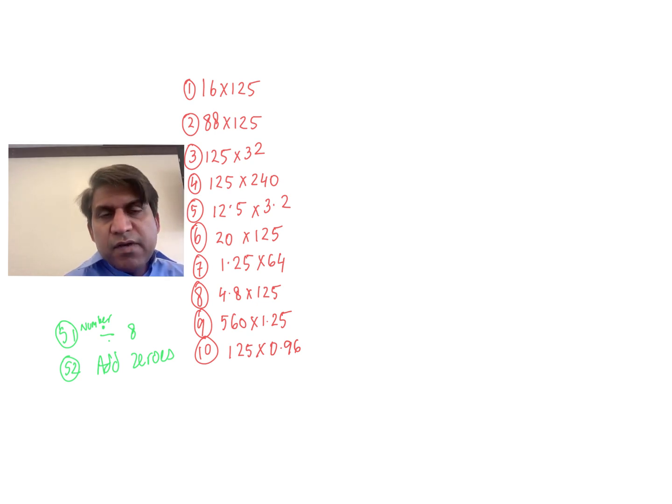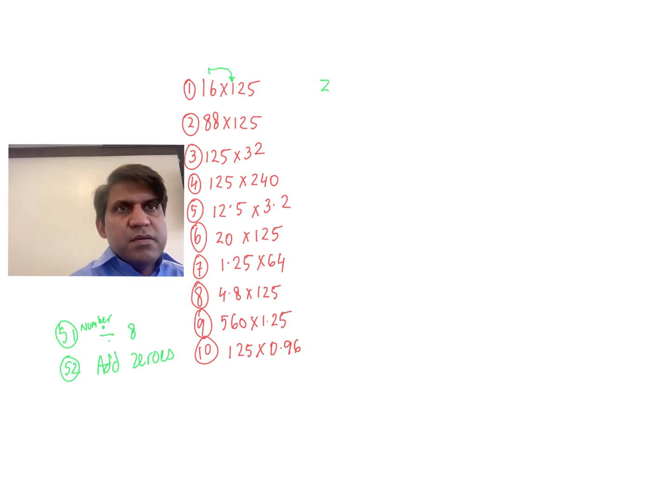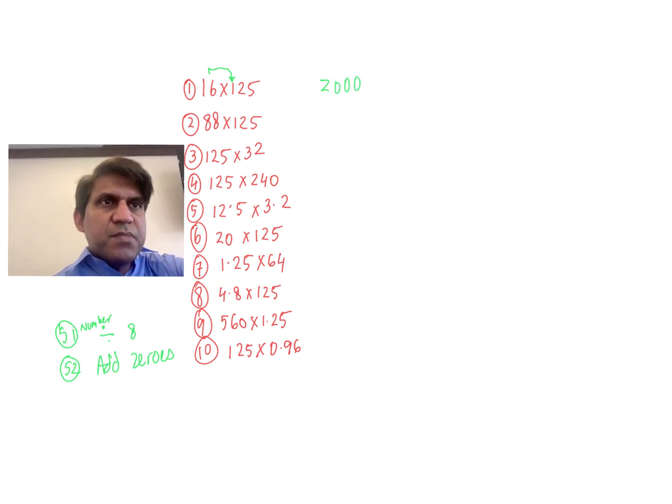Now if I take the first question, 16 times 125, what's 16 divided by 8? It's 2. And then if I were doing 16 times 100, I'll get 1600. So I've got a number that is a little bigger than 100, so my answer will be above 1600. So what's the closest estimated number of zeros? 2000.